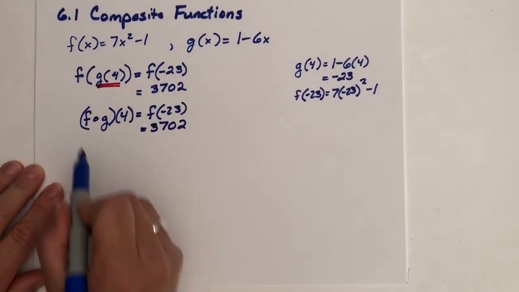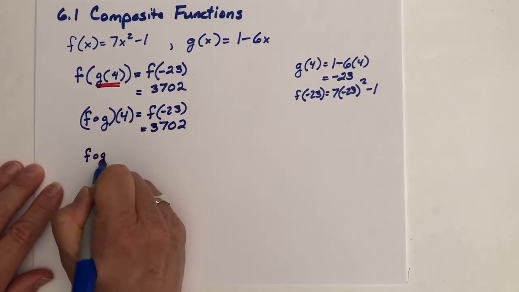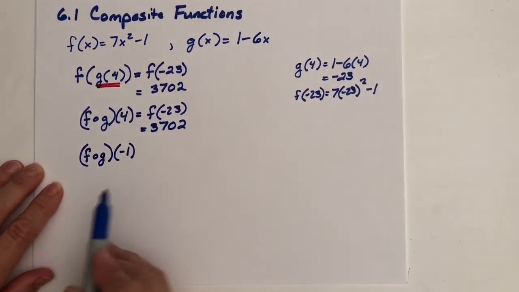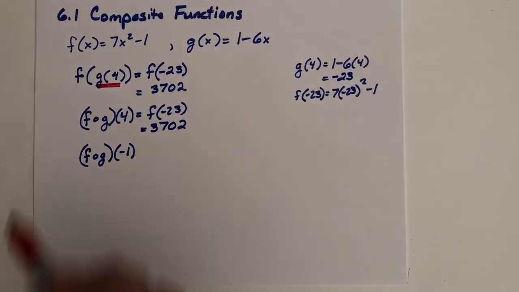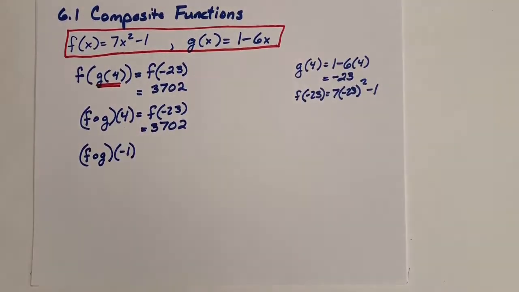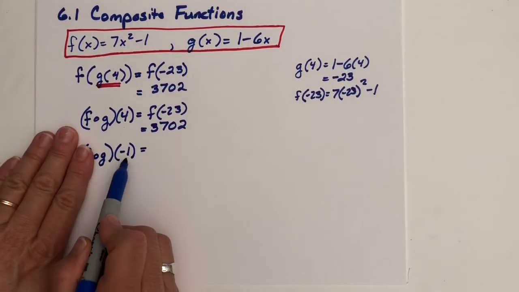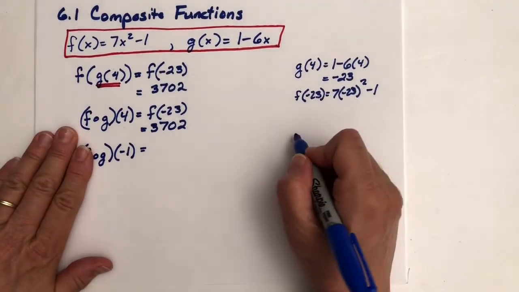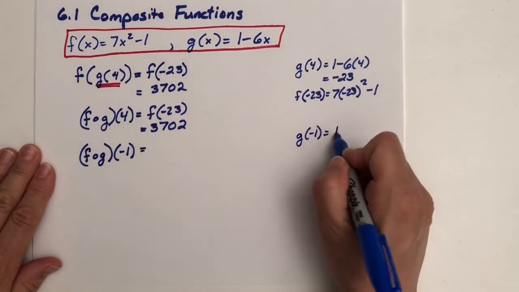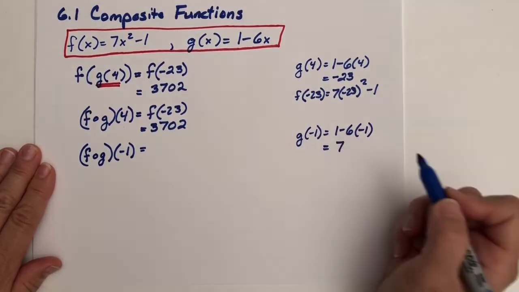So let's do another one. We'll just start with that composite notation. Let's talk about f composed with g of negative 1. So we're still going to use these same two functions. Let me box them up here so we know we're going to continue to use these. When we begin, we start with g of negative 1. So let me come over here in my workspace, g of negative 1. I substitute negative 1 into that g function. So we have 1 plus 6, or 7.